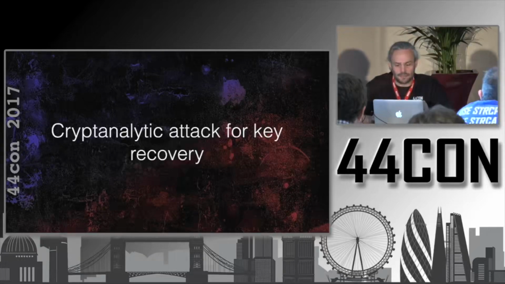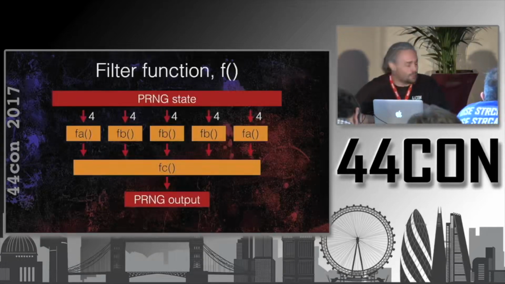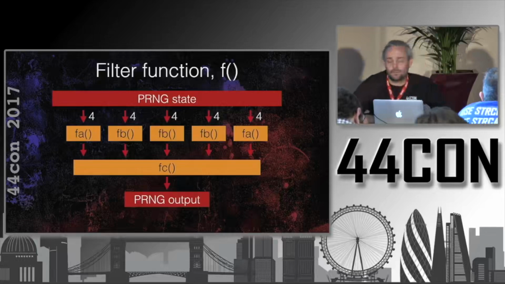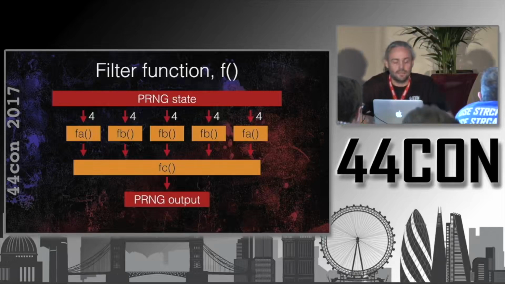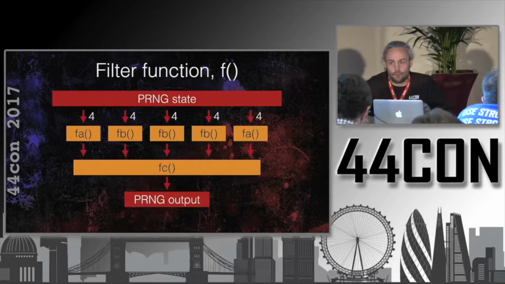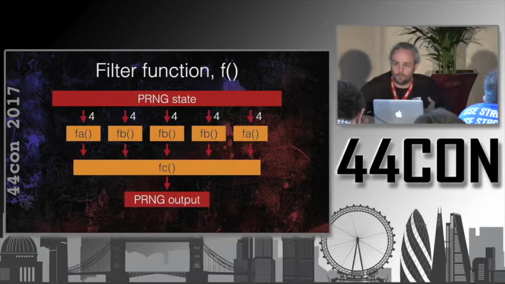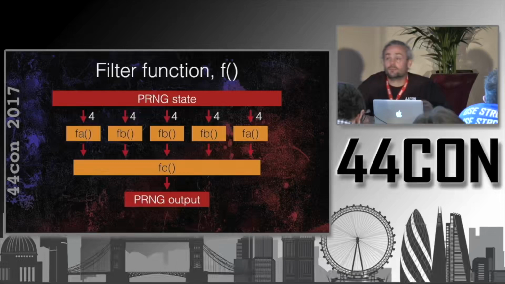Now, the cryptanalytic attack. This is quite fun. The PRNG output is produced by this filter function f, which is made up of FA, FB, and FC. As I said before, each of the FAs and FBs takes 4 bits from the PRNG state and produces 1 bit of output. That feeds into function C, which takes 5 bits of input and produces 1 bit of output. They're all 50-50 biased, 1s and 0s. So this looks pretty good.